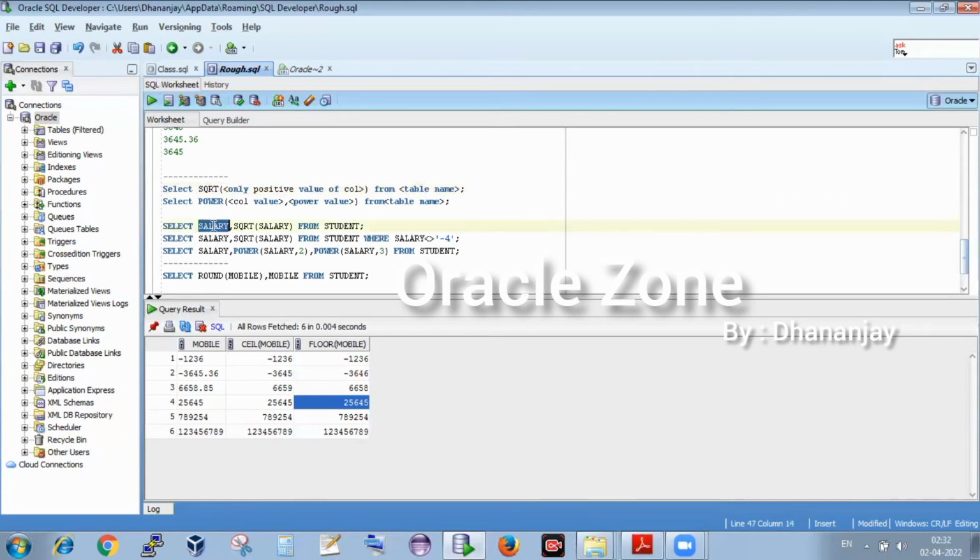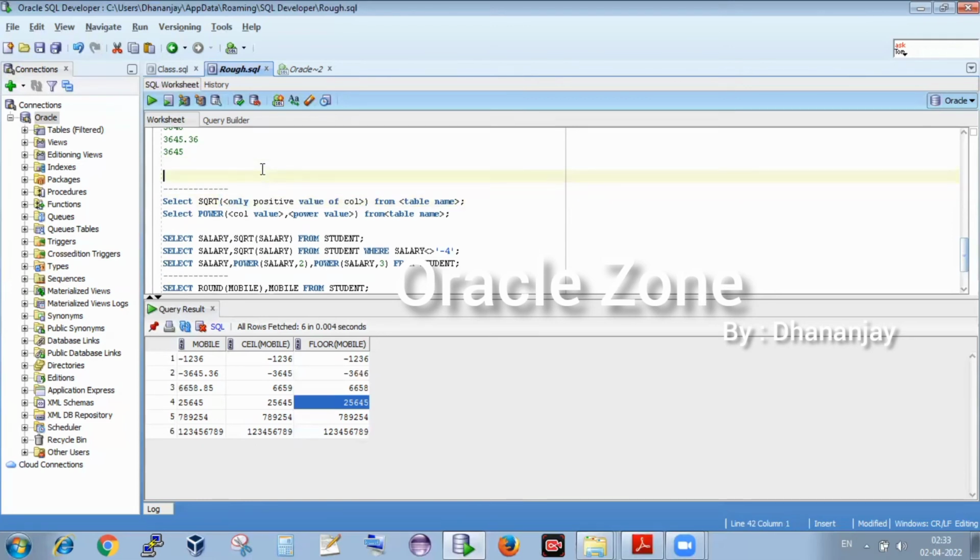So select salary, square root, your column name as per the syntax, but you can see here only positive values of the column. Have you ever found a square root of negative values? No. We always perform the square root of positive values as per the mathematical rules. So whenever you are performing the square root function, the data within the parenthesis should be positive values. Okay. So now I'm performing salary square root.